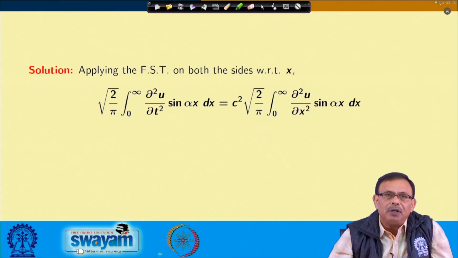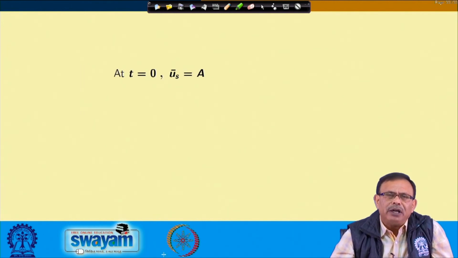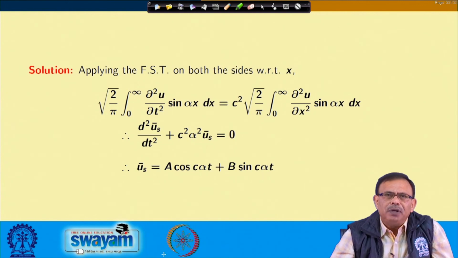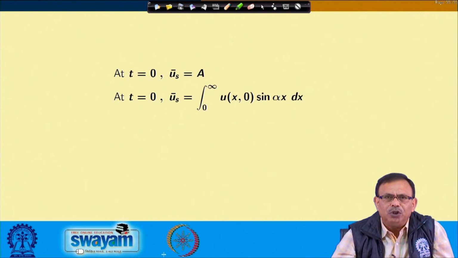So, this was the problem. I am applying the Fourier sine transform with respect to x. This we have already done in other problems. So, I will obtain the second order ODE. I am writing the solution of the second order ODE, where we have two constants a and b, u bar s I am obtaining. Now, I know that at t equals 0, obviously if t is 0, in that case your a will be equal to u bar s. So, basically I have to find out at t equals 0 what is the value of u bar s.